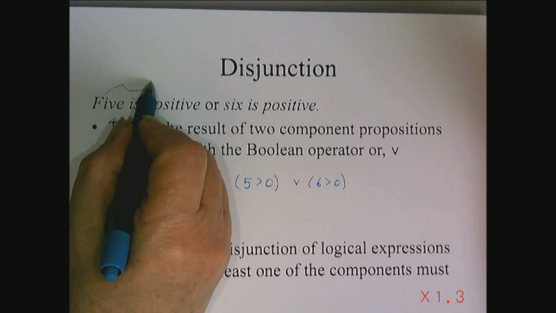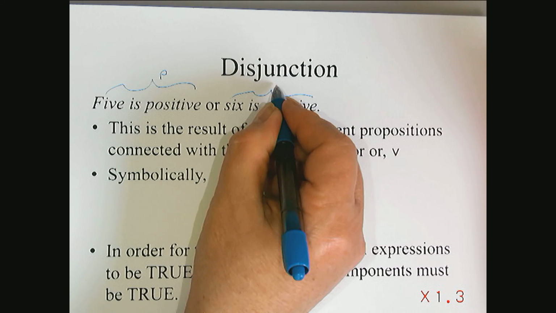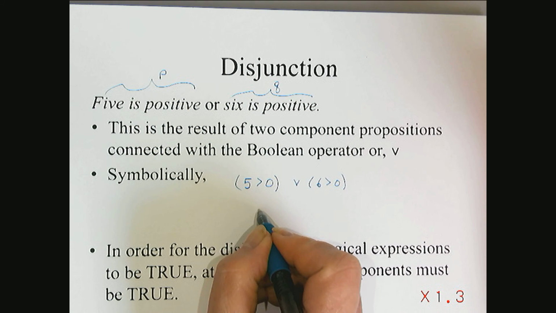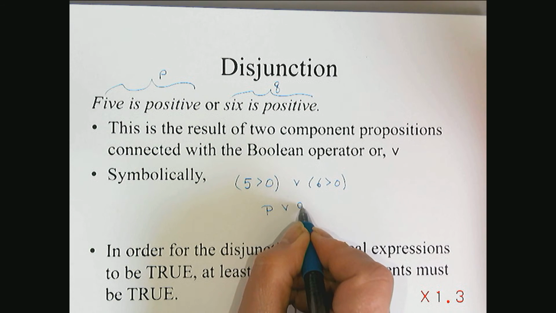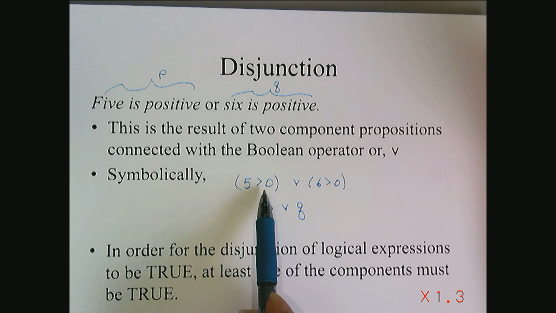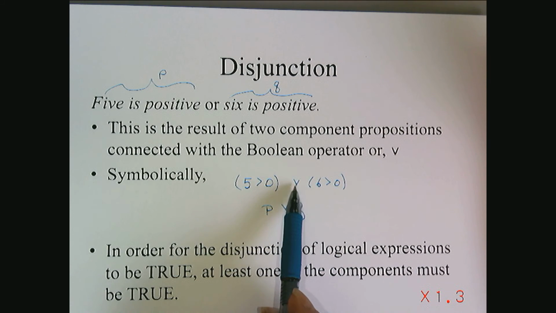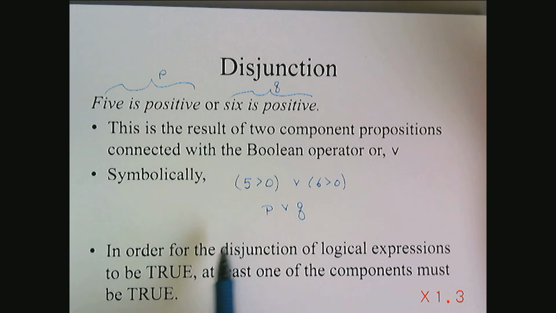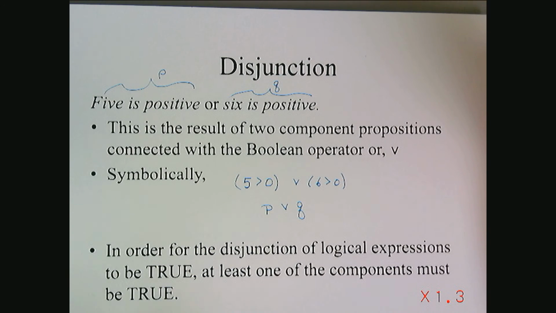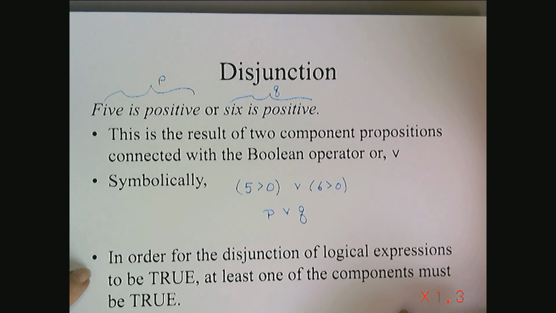If I think of 5 is positive as the proposition P, 6 is positive as the proposition Q, I could write this as P or Q. And in this case, the truth value is true because both 5 is greater than 0 and 6 is greater than 0, and this or includes the possibility that both are true. In order for a disjunction of logical expressions to be true, at least one of the components must be true. So either P is true or Q is true. And in this case, it's both, so the result will be true.